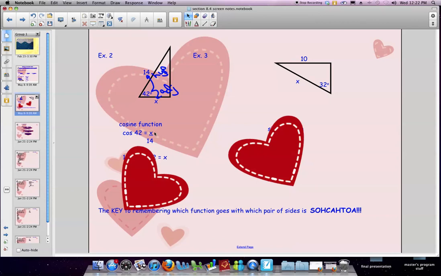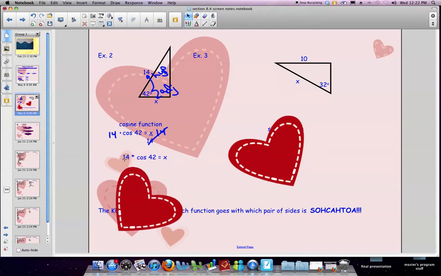Okay, a review from the last lesson. When the x is on the top, how do you get it alone? You have to multiply both sides by 14. You multiply this side by 14 to make it go away, and you multiply this side by 14 to keep the equation balanced. So to get my answer, I'm going to take 14 times the cosine of 42.